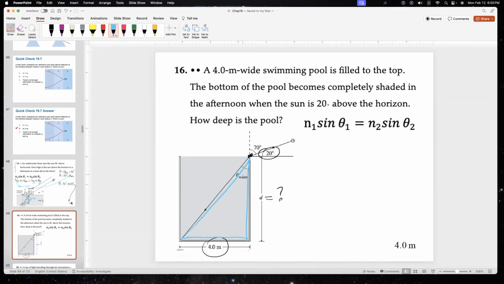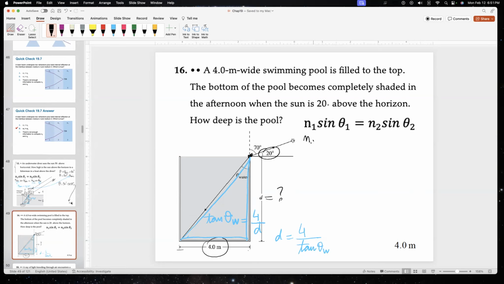So I know here that the tangent of theta water is going to be the opposite side, 4, divided by D, right? So if I want to know D, D is then 4 divided by the tangent of theta of the water. So I have to find this angle of the water over here. How am I going to find that? I'm going to use Snell's law.